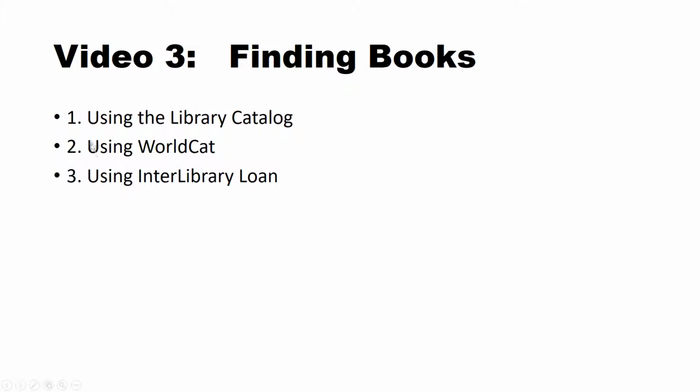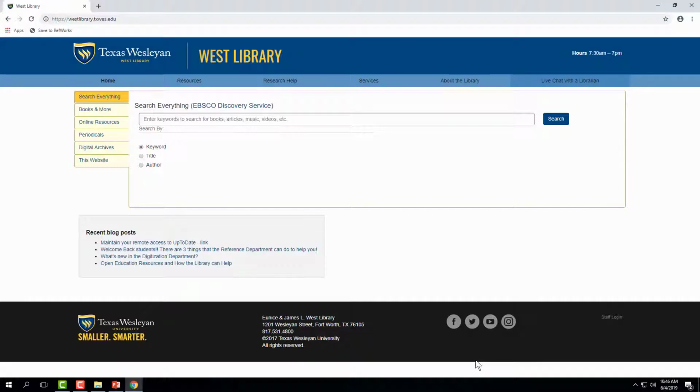The first way is using the library catalog. To find books, you need to use the library catalog. The library catalog can be used to locate books by title, author, and subject. Where is the library catalog? It's located on the main library page.